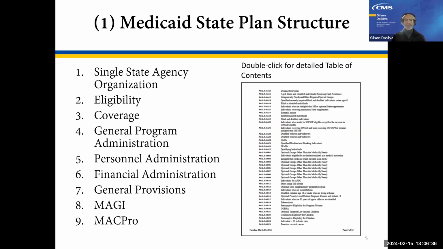Now, the details of how services are reimbursed are in Section 4, the General Program Administration. And in Section 4, we also find information on reimbursement, hearings and appeals, maintaining records, preventing fraud, and other topics. Sections 5 and 6 describe state Medicaid agency personnel and how the state will collect federal financial participation. There is also a Section 7.4 for disaster relief SPAs, Section 8 for modified adjusted gross income, or MAGI SPAs, and Section 9 for Medicaid and CHIP program SPAs, or MACPRO SPAs.